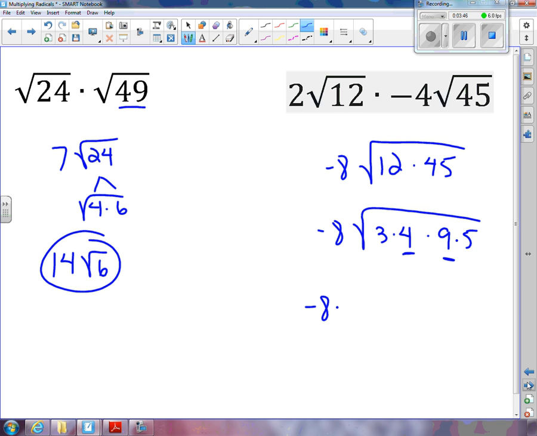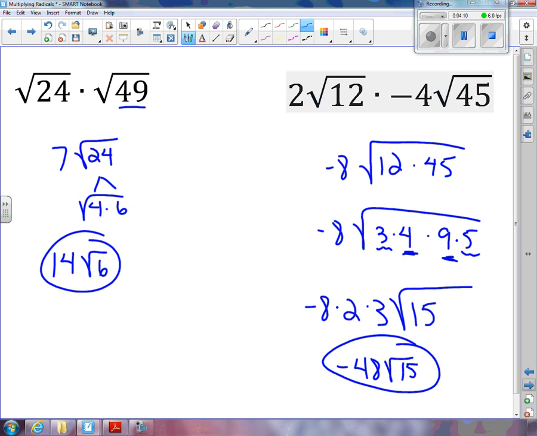I'm also going to have this 2 from the 4, and this 3 from the 9. I can't take anything else out, so this 3 and this 5 will stay on the inside and combine to give us 15. Now all we have to do is multiply these numbers on the outside to just simplify it. So 2 times 3 times 8 is negative 48 root 15.